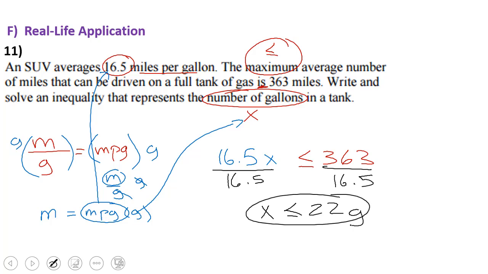And we have to put gallons on there because this is a story problem and it does have units in the answer. It is a real life situation. It actually represents something, and so we've got to name that something. Less than or equal to 22 gallons in the tank for that car.